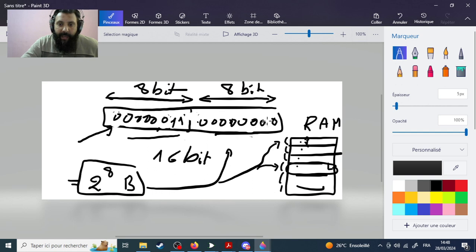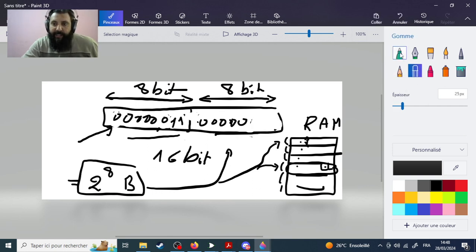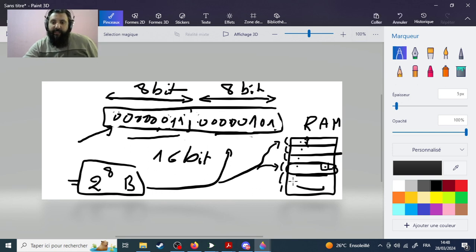If in D I put the value 1, this is the second cell inside the third page, and so on. Just to understand well, if I put the value 5 in D, this time I can access the sixth cell, counting 0, 1, 2, 3, 4, 5. The sixth cell can be accessed with this address. Did you get it? Do you have questions? It's very important to understand that. This is the third addressing mode.